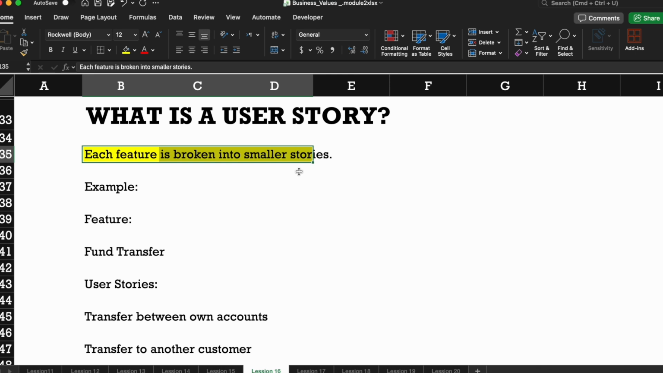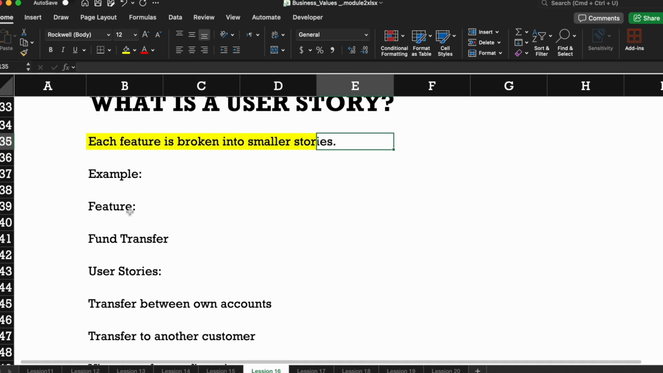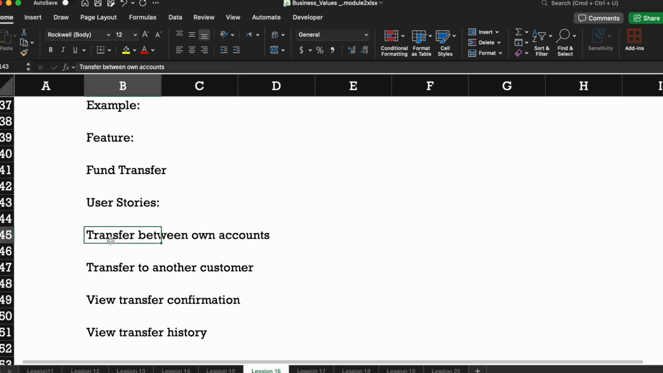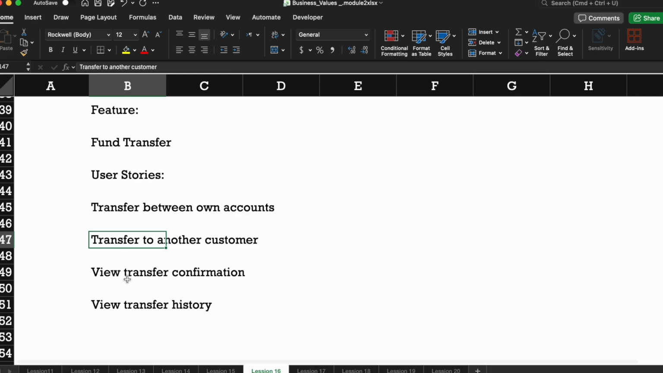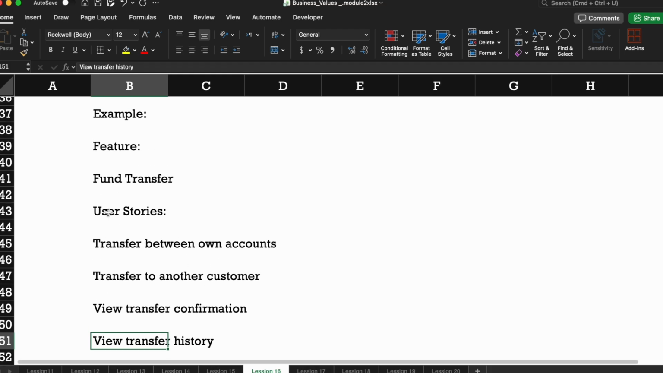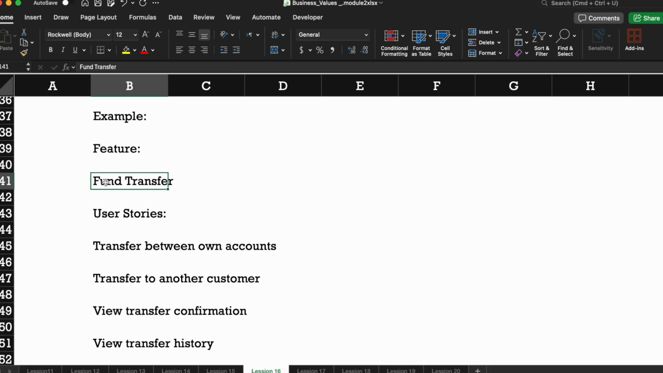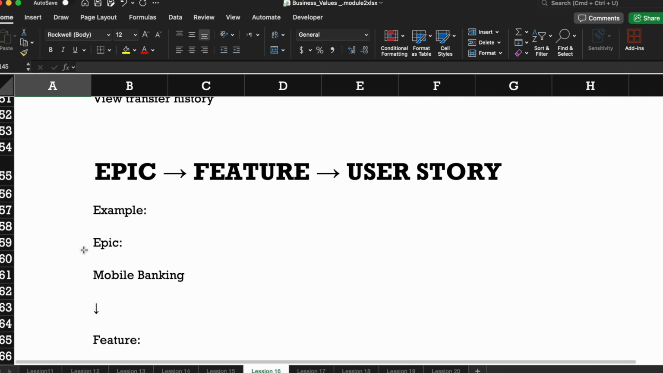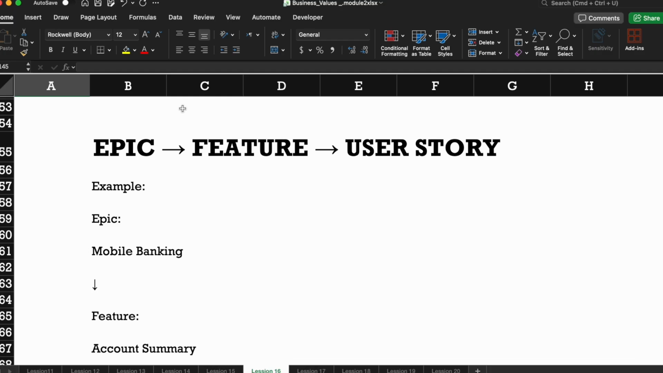So features are broken into small stories. Same concept here. Feature: fund transfer. User stories: transfer between own accounts, transfer to another account, view transfer confirmation, view transfer history. So these are the user stories. The fund transfer feature you can break into small candies, different use cases. We call these use cases. Fund transfer is the scenario of that feature, and here we have different scenarios, sorry, different use cases.